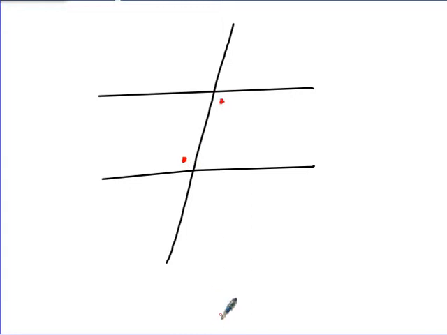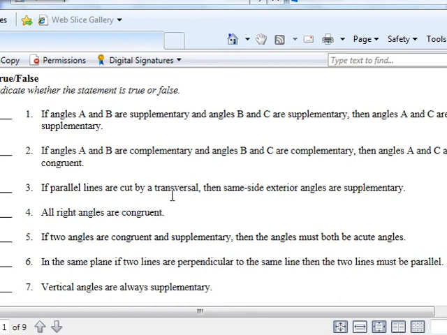What's the name of those? Anybody? Alternate interior, they are congruent. These are also congruent. Those are called alternate exterior. We did alternate interior, alternate exterior, same side interior, same side exterior. What's the other congruent one? Corresponding. This angle and this angle, or this angle and this angle. There's 4 sets of corresponding. Those are also congruent. So on the test, if parallel lines are cut by a transversal, same side exterior angles are supplementary. True.